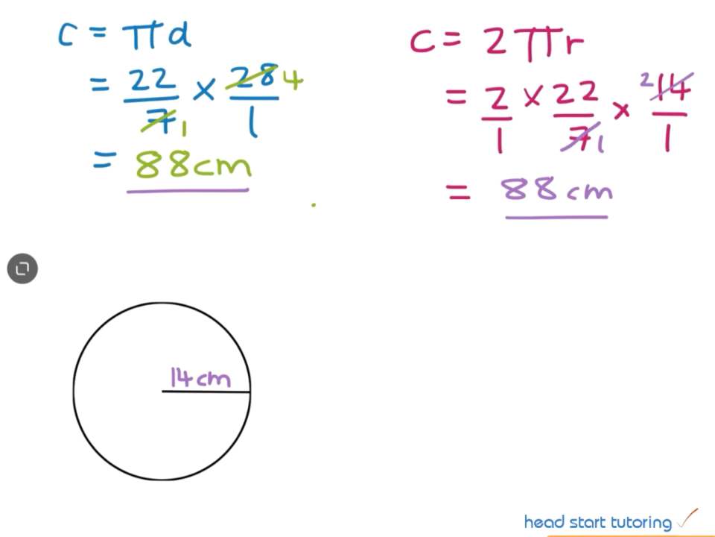So just remember that pi times diameter is equal to 2 pi r, and these are the formulae for the circumference of your circle, and you can choose whichever one you would like to use. It might just depend on the type of question that is asked. It also might depend on what your radius or your diameter might be.